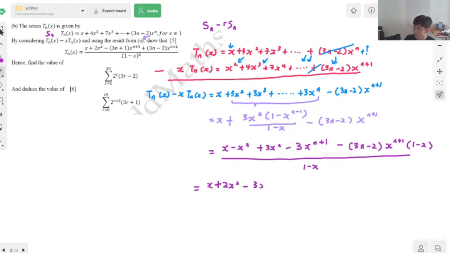Minus 3xn plus 1. So minus 3n times x minus n plus 1 times 1 minus x. So actually there are two things that I need to multiply. In this case, I multiply slowly for the first one. It's just 3n minus 2. This is together, times the 1. So I get minus 3n minus 2 xn plus 1.